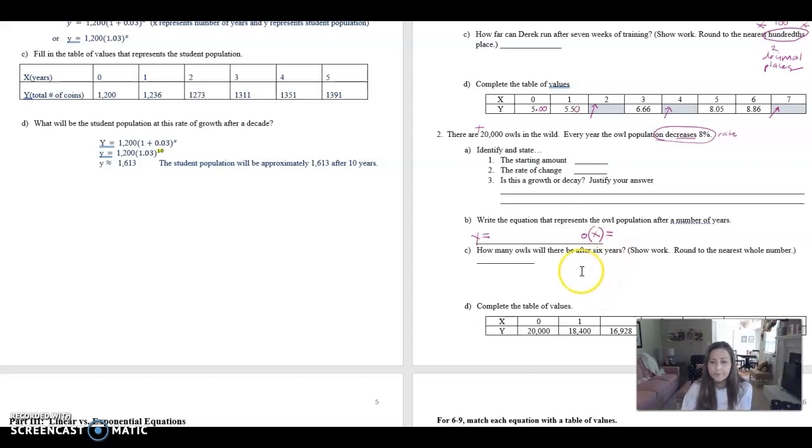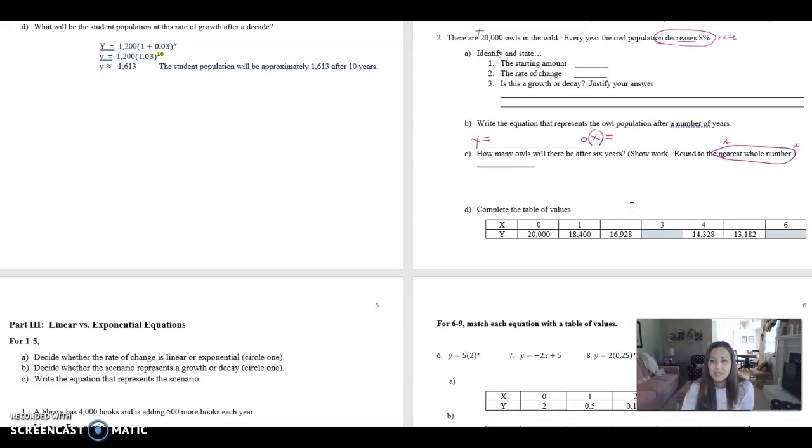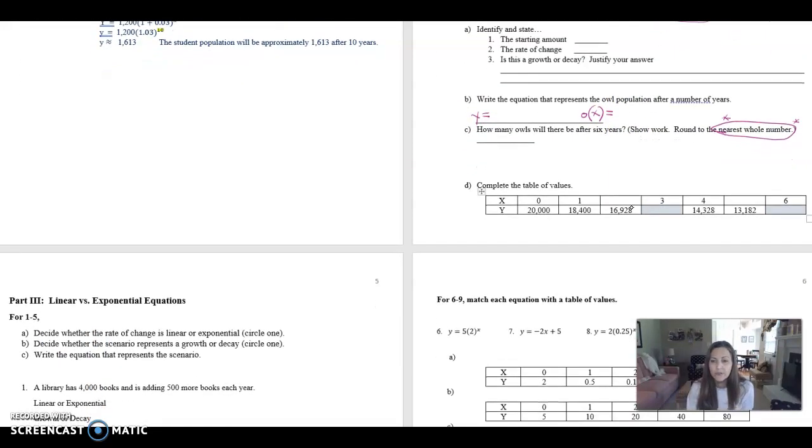It fits the problem. Right here, we're going to round to the nearest whole number. Okay, that's very important. Why for this problem did I say round to the nearest whole number? The reason is you can't have half of an owl. You can either have an owl or not an owl, but you can't have a partial owl. So that's why this particular problem, you're rounding to the nearest whole number. So make sure in these spots right here that you're evaluating that you have the number of whole owls.